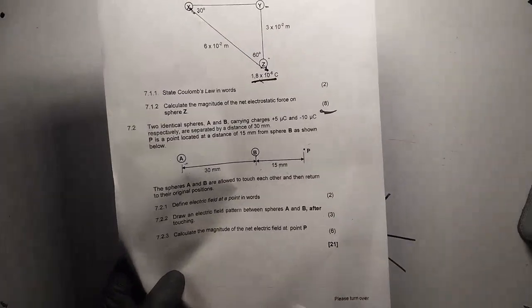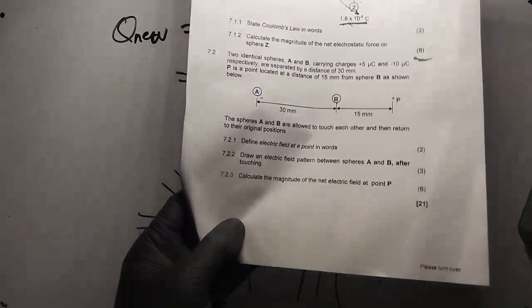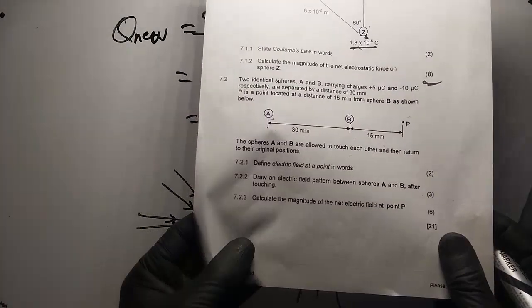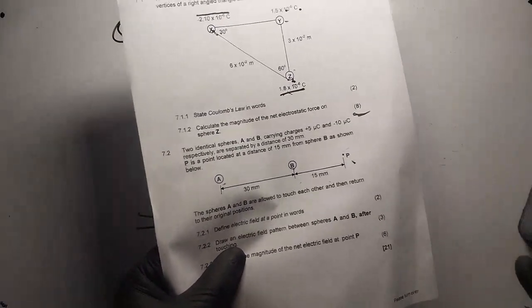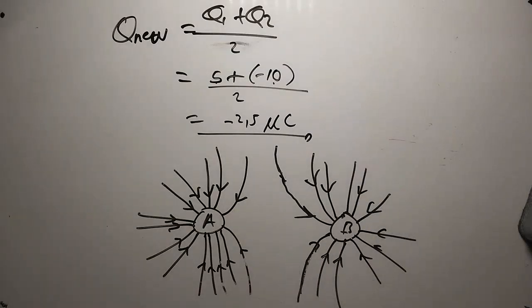This would be the answer for 7.2.2. Now the last question says, calculate the magnitude of the net electric field at point P. At point P, I think it's so easy. We're going to do it right now before we run out of time. So how are we going to do that? I think it's also the easiest question.